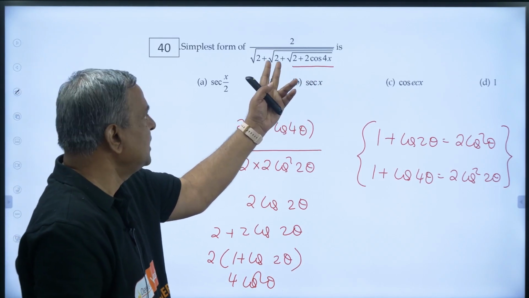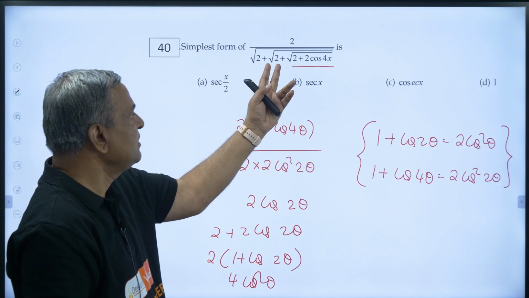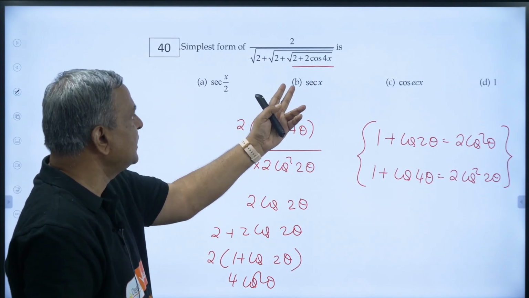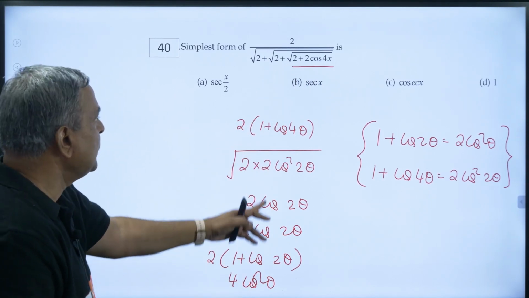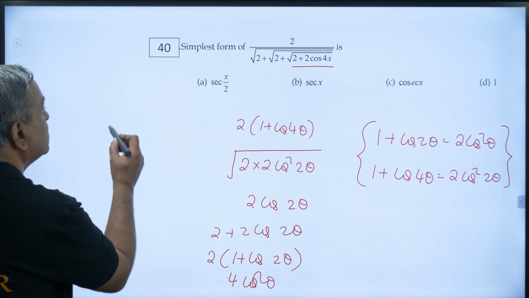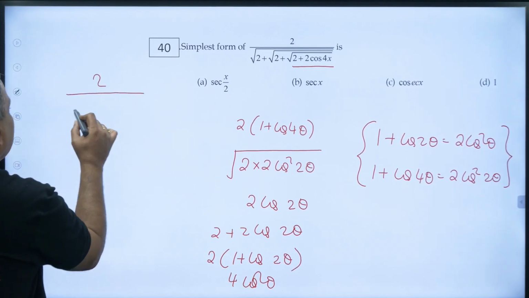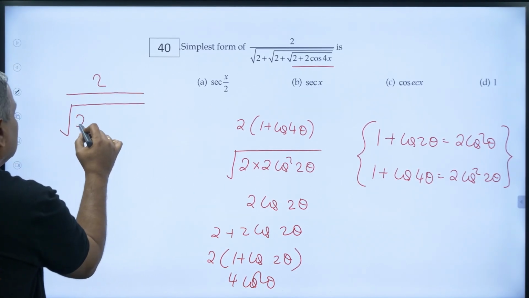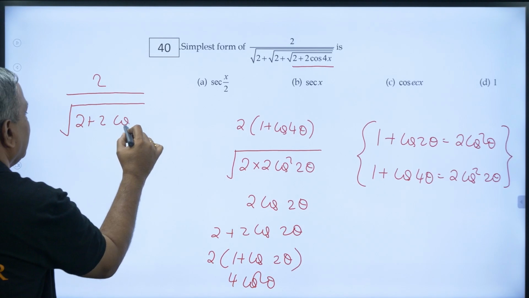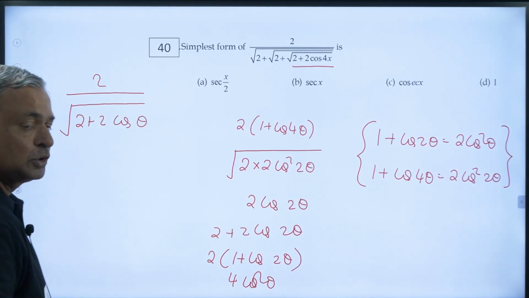Okay, 2 cos 2 theta. Again 2 cos theta will become cos square theta. So 4 cos square theta. Again you are taking the root. So it becomes 2 by under root of, finally you get 2 plus 2 cos theta.